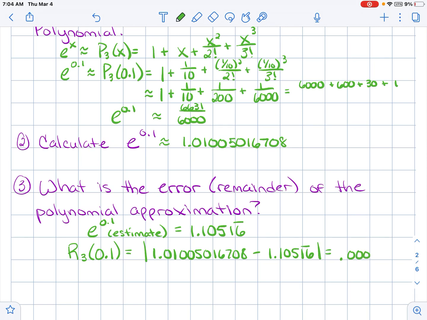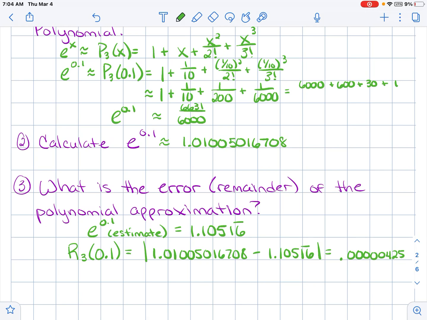point 0.000. Let me try that again. That doesn't feel right. So if I do 6,631 divided by 6,000, okay, I was right. So I've got 1, 2, 3, 4, 5 zeros, 4, 2, 5. That's a pretty good estimate. Those were pretty close. So my third order polynomial is a pretty close match.